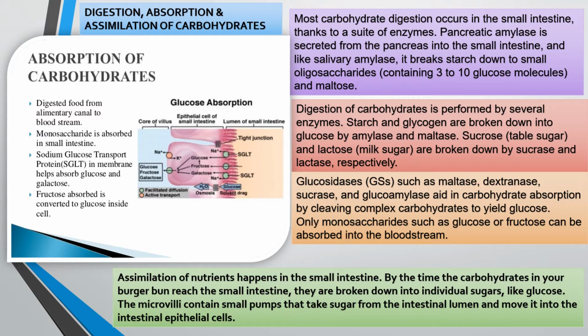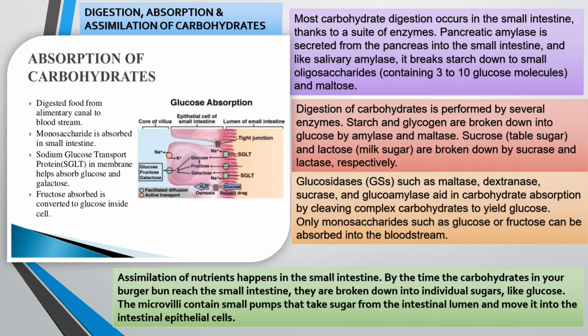Digestion of carbohydrates is performed by several enzymes. Starch and glycogen are broken down into glucose by amylase and maltase. Sucrose or table sugar and lactose or milk sugar are broken down by sucrase and lactase respectively. So here digestion of carbohydrate ends.